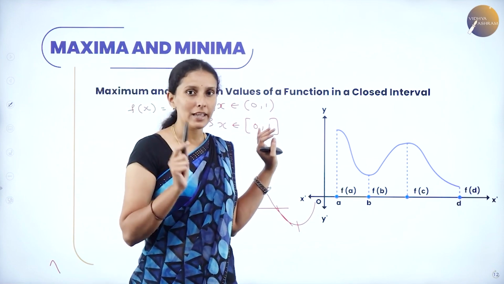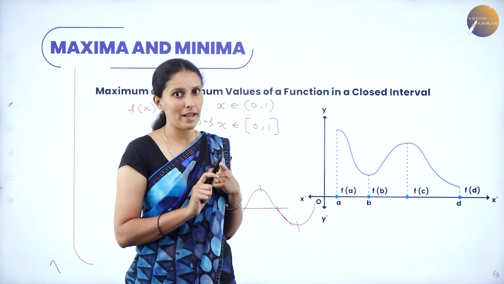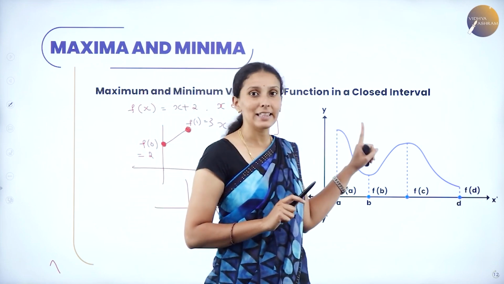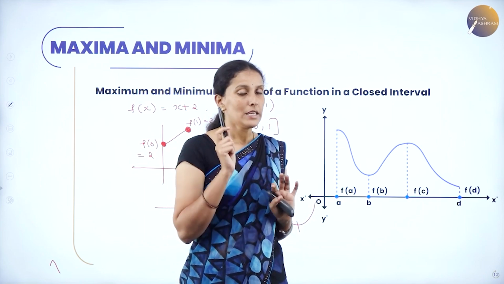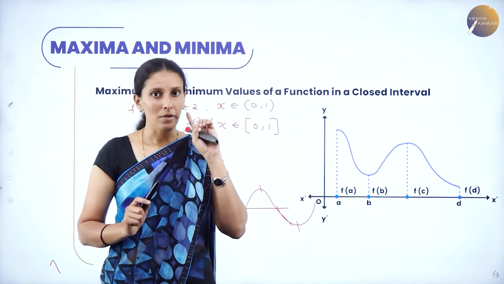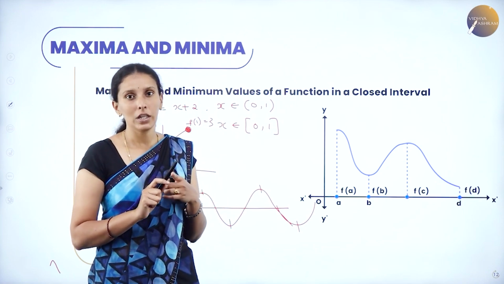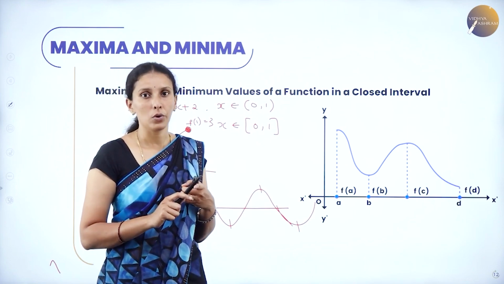But the function has at least one maximum value, called the absolute maximum, and it is always greater than or equal to the local maximum values. Similarly, the function has at least one minimum value, and that minimum value is less than or equal to the local minimum values.